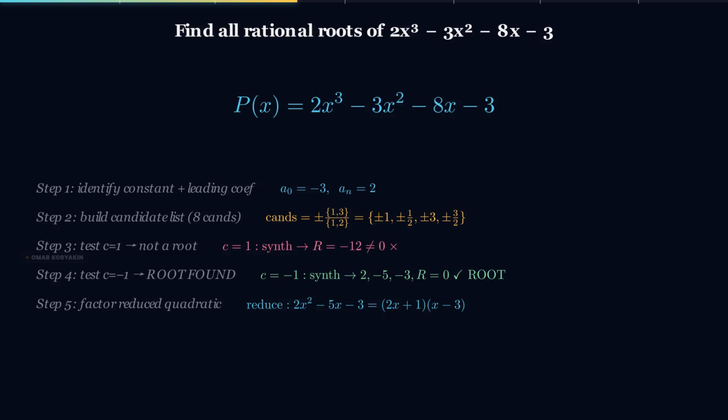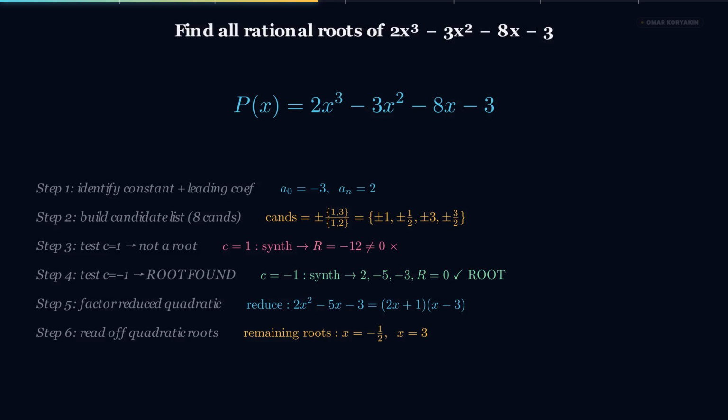Step 5. Reduce using the found root. The quotient from the table has coefficients 2, -5, -3, giving the quotient polynomial 2x squared minus 5x minus 3. Factor this quadratic. 2x squared minus 5x minus 3 factors as the quantity 2x plus 1 times the quantity x minus 3. Roots of the quadratic are x equals -1/2 from 2x plus 1 and x equals 3 from x minus 3. Step 6. Compile final root list.